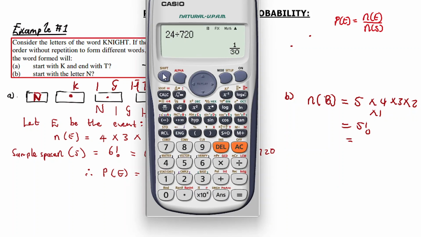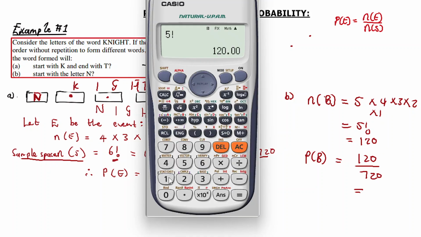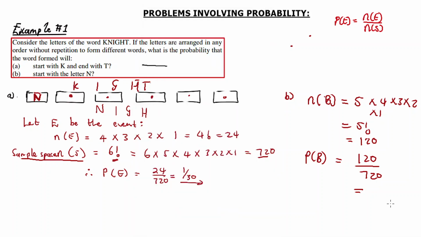5 factorial is equal to 120, divided by the sample space, which doesn't change, it's still 6 factorial because the letters are still 6 for this word. So our answer, the probability of this happening, starting with the letter N, is equal to 120 divided by 720. So 120 divided by 720 is equal to 1 over 6. The answer is 1 over 6. Now you answer it again.